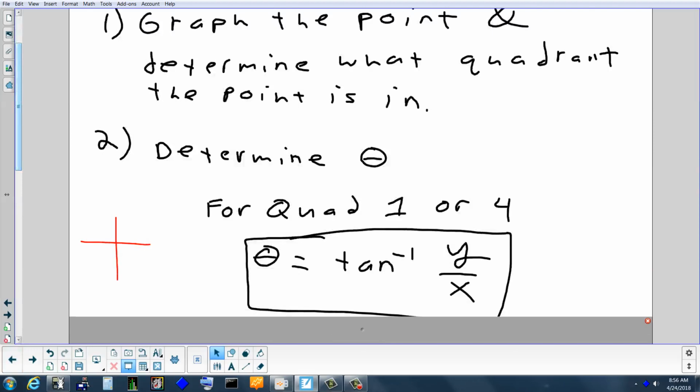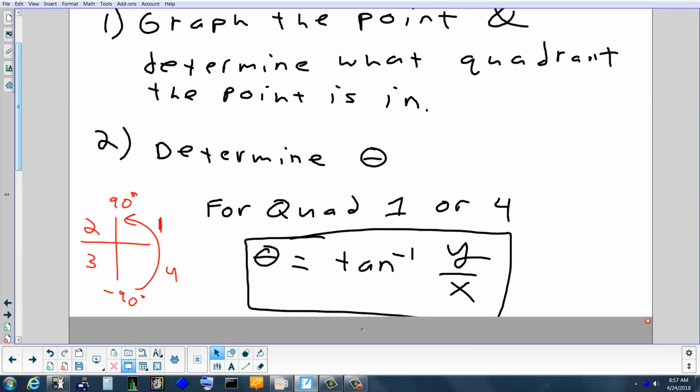But the problem with that inverse tangent is if you type something in and press inverse tangent and then hit enter on your calculator, the number that your calculator gives you is always going to be between two values. It's always going to be between negative 90 and positive 90. So that means when you type in what's in that box and hit enter, you're either going to get an answer in quadrant 1 or quadrant 4. It's impossible for that formula to give you an answer in 2 or 3. It never would.